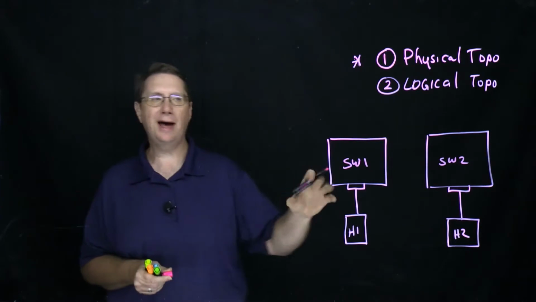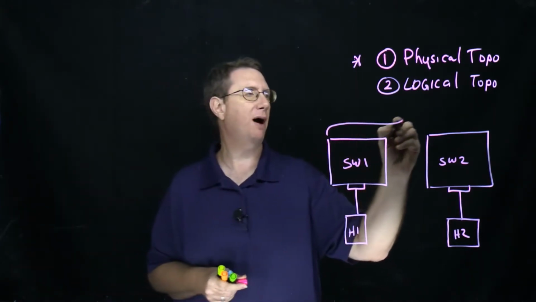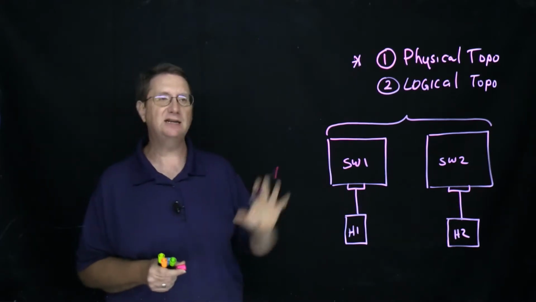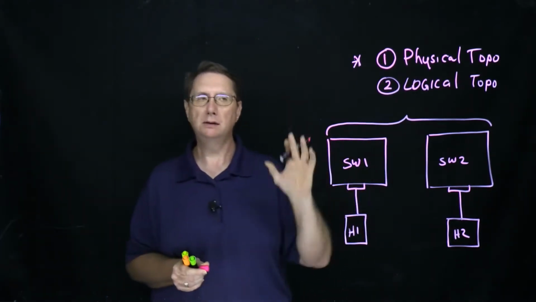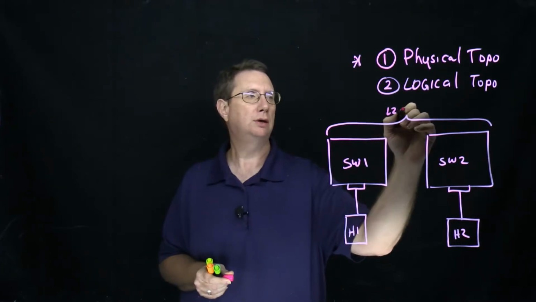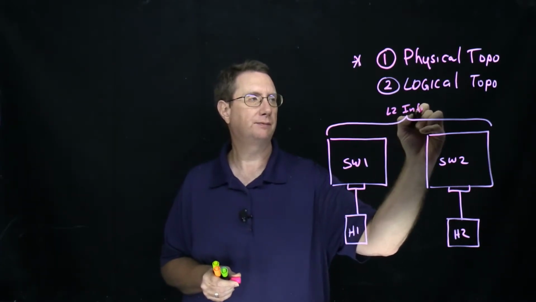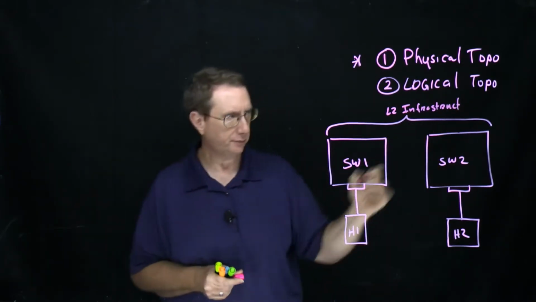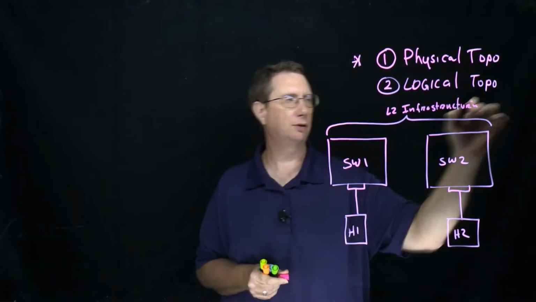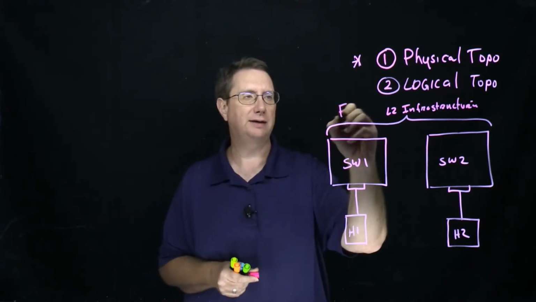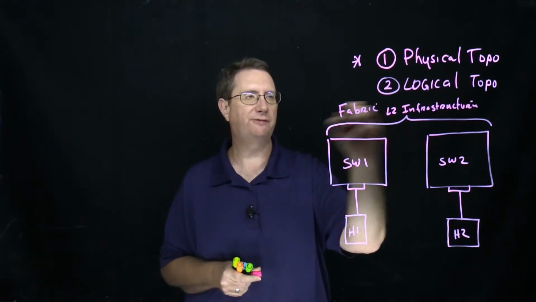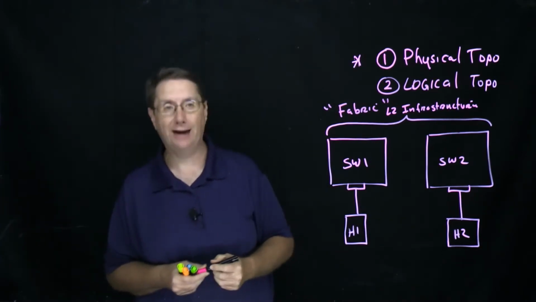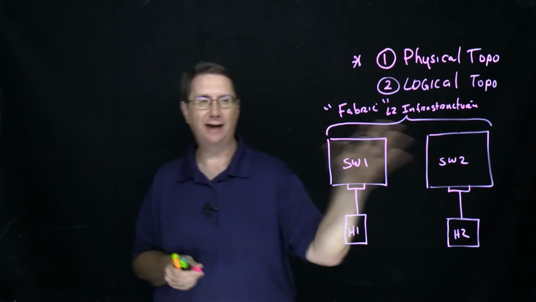Now, in order to have a unified topology, whereby these devices can pretend as if they're part of the same Layer 2 infrastructure. And in data center, you'll hear us use the term fabric a lot. So this is one of the first introductions to the concept of a fabric. What we're looking at here is a Layer 2 fabric represented by two switches.